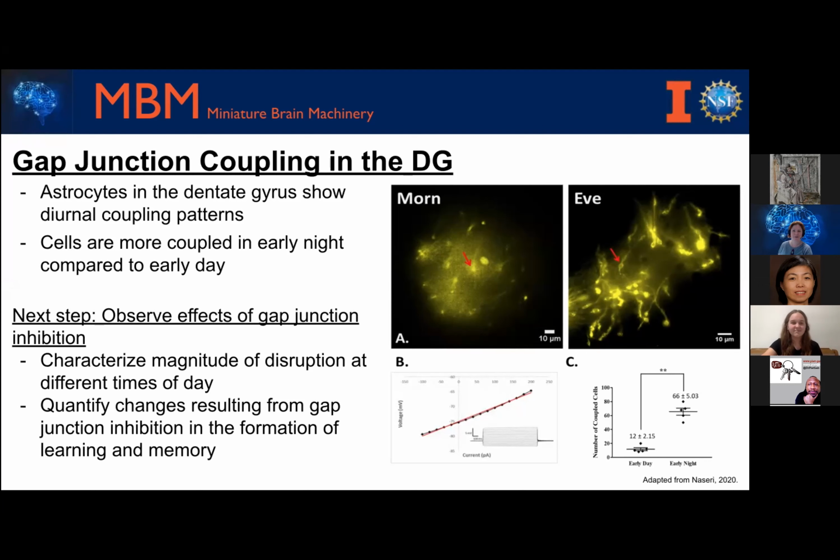Great, thank you, Taylor. Are there any questions? I have a quick question. I assume that when you're making these slices, you're separating the SCN from the hippocampus. So if you look at astrocytes, do they have expression of clock genes like BMAL or PER?